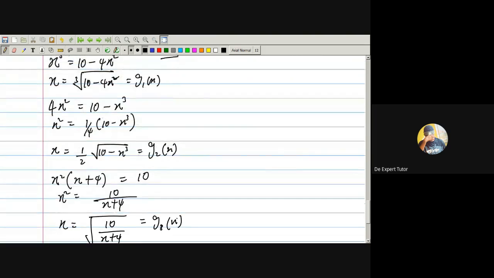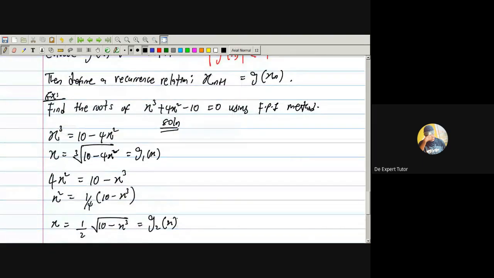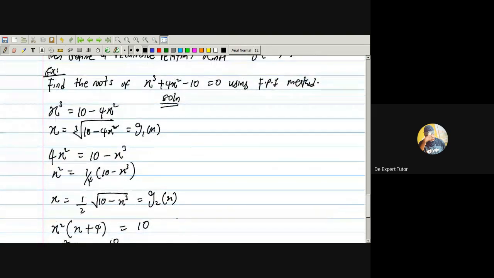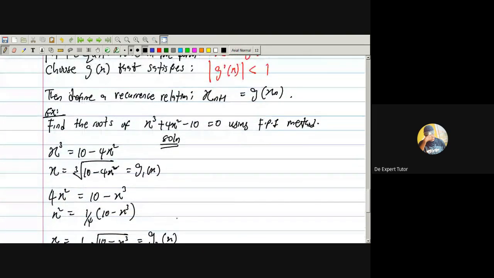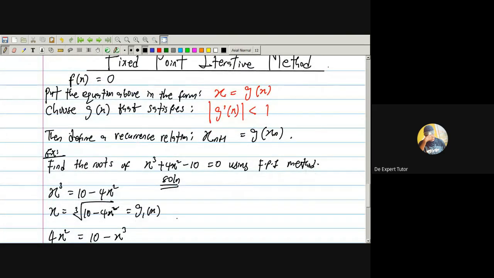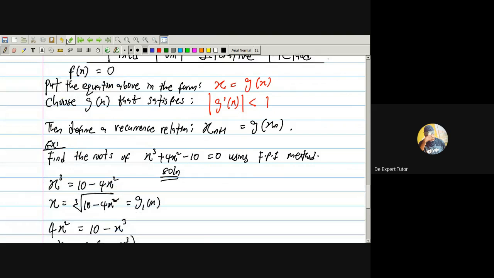Now I've gotten g1 of x, g2 of x, g3 of x. After getting these, there's no other way I can get one again. I think it's okay like this. Now, how do we know the one to use? We now come to the next step: choose the g of x that satisfies the condition that the absolute value of g prime of x is less than 1.